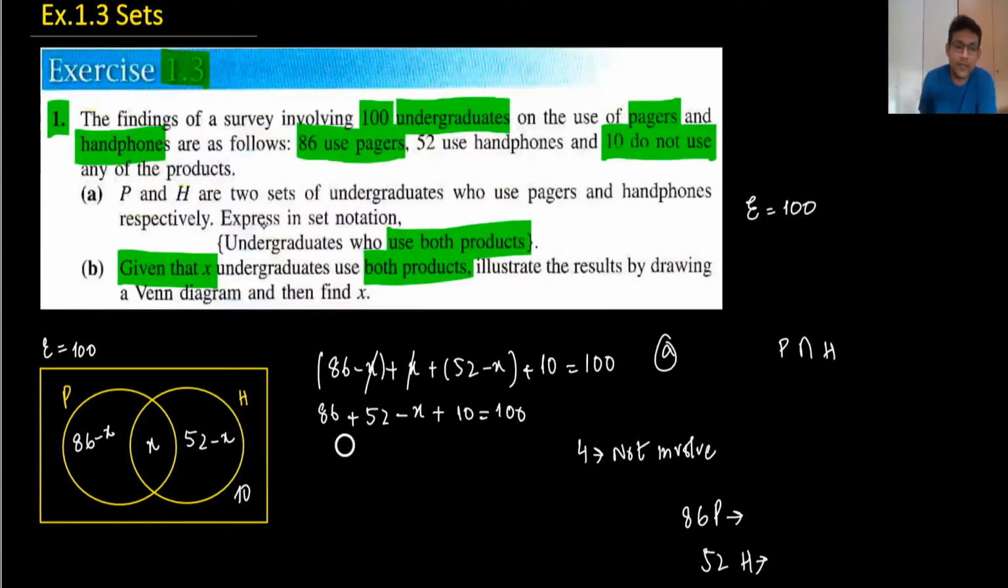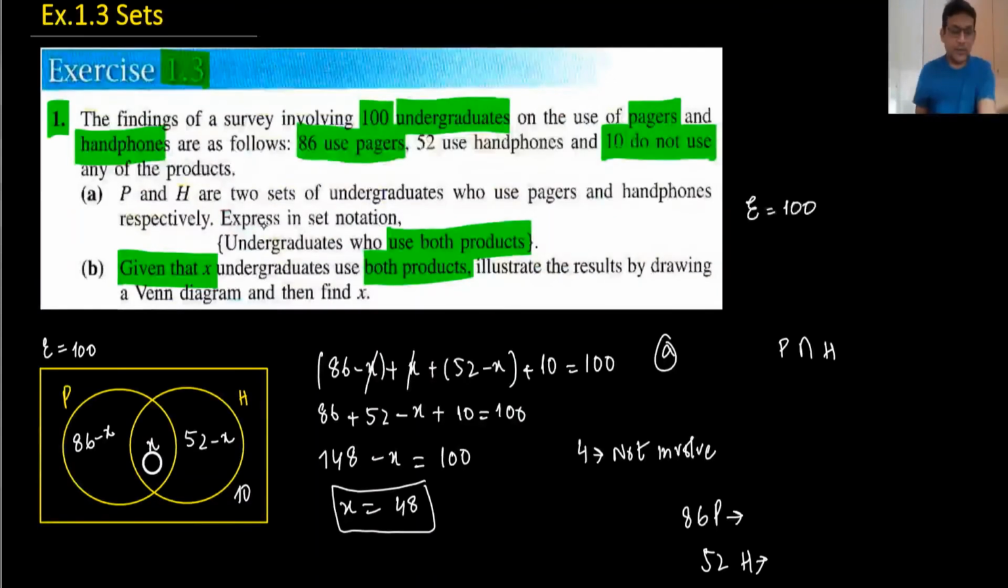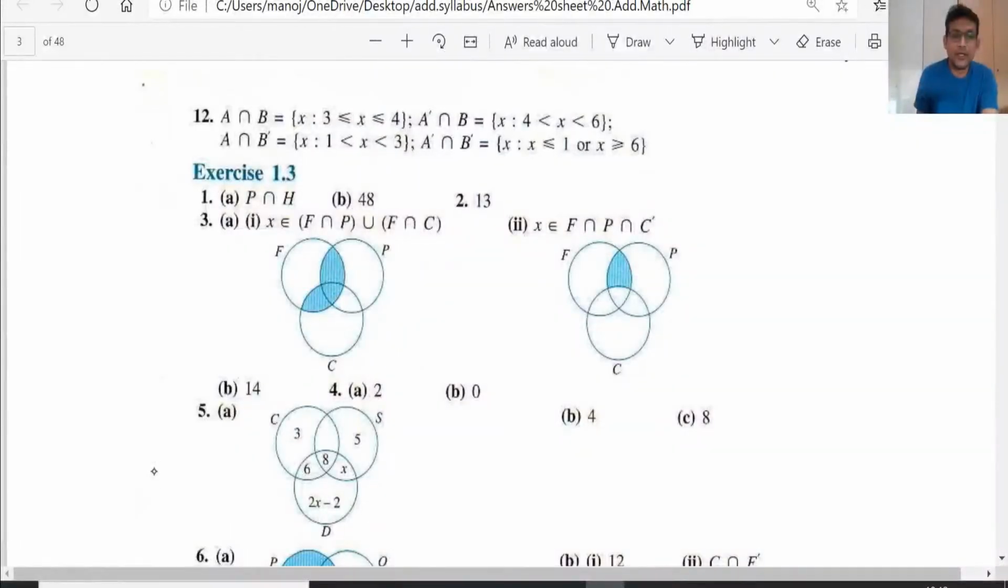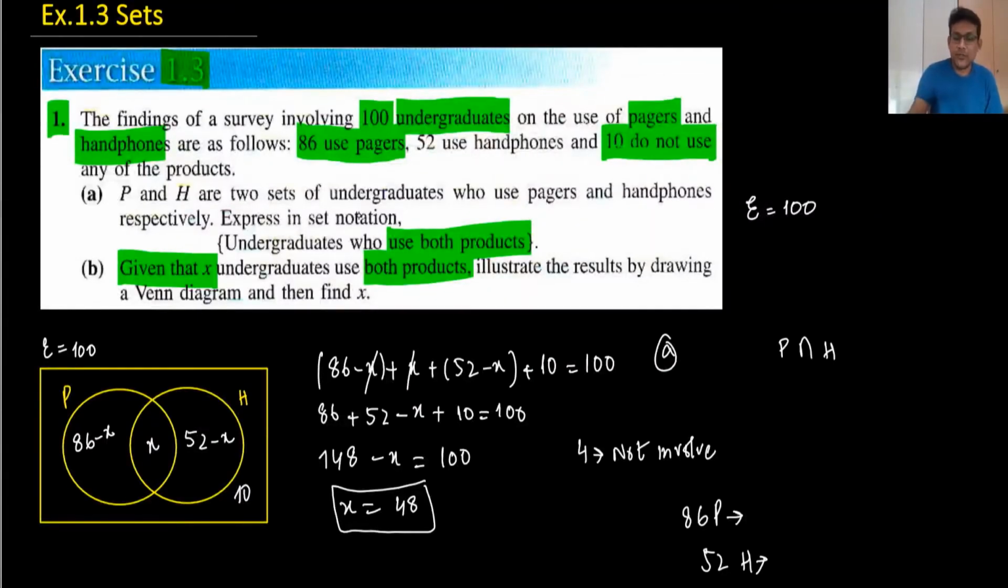Now this is our working. Like how we can work, this is coming 148 minus x equals 100. And when you want to find x, on the right-hand side 100 is here, so x is coming 48. So it means there are 48 undergraduates who use only both pager and headphones. We can see the answer is coming 48. The answer is right. So this was question number one.